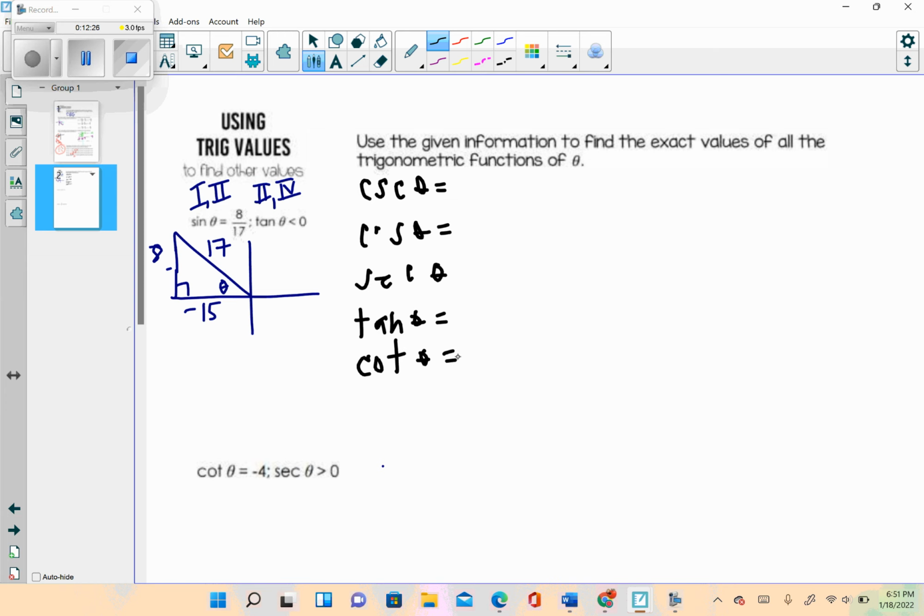And cotangent. All right, now I find cosecant by flipping sine, so that's going to be 17 over 8. Cosine, adjacent over hypotenuse, so negative 15 over 17. Secant, flip it, negative 17 over 15. Tangent, opposite over adjacent, so negative 8 over 15. And cotangent is negative 15 over 8.